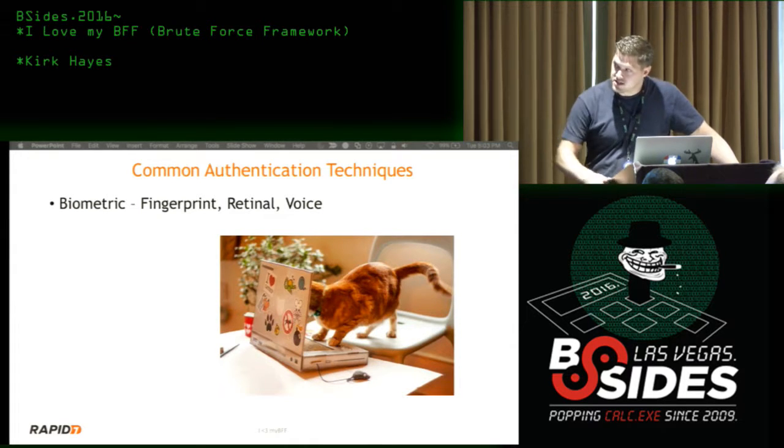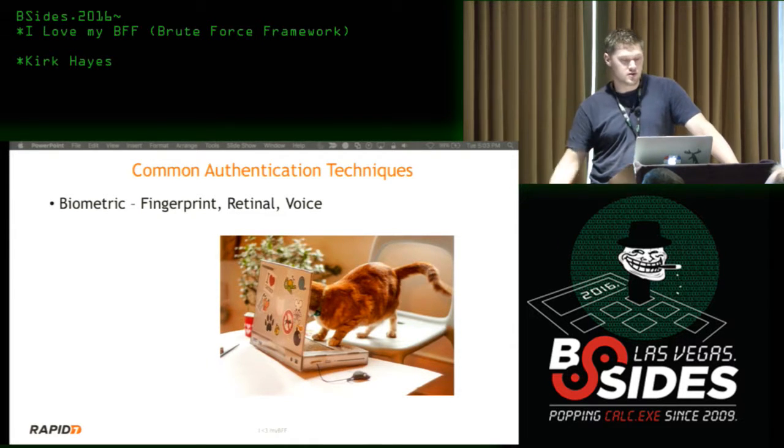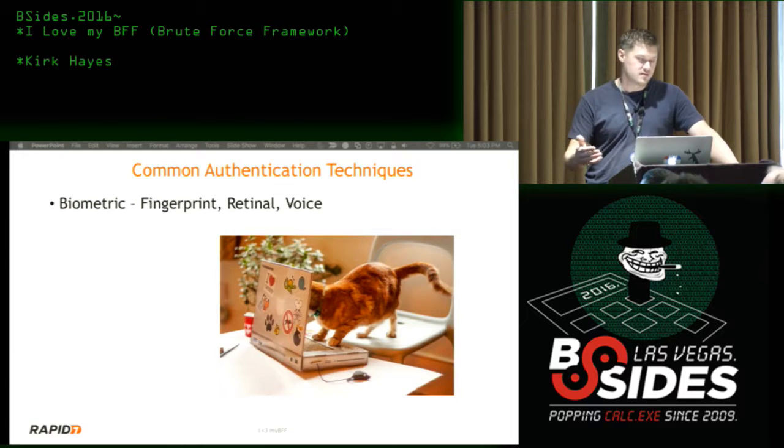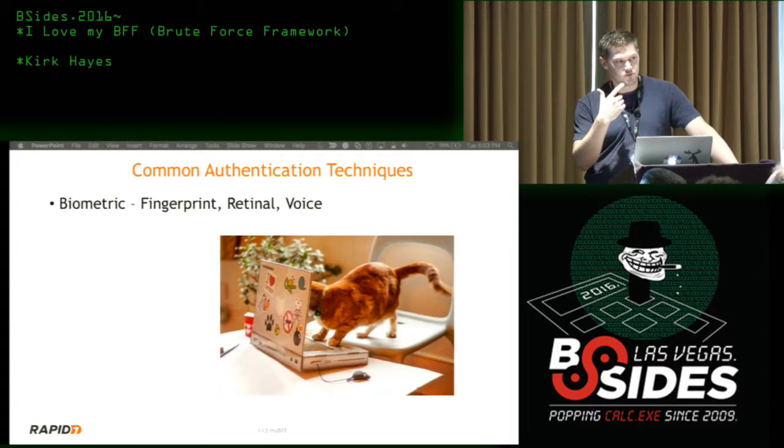This cat is actually using biometrics to log into its computer right here. If you didn't know, cats have a unique forehead print. It's kind of like a zebra, and they can authenticate that way. That was totally made up. Just kidding around.